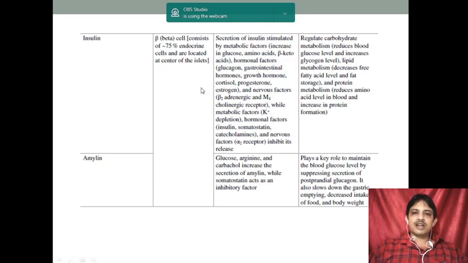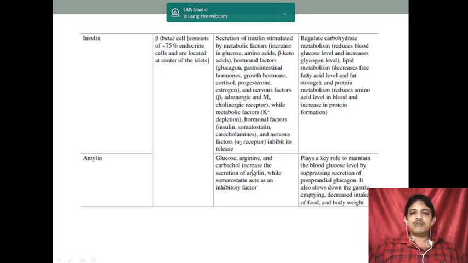What are the hormonal factors? Glucagon, gastrointestinal hormones, growth hormone, cortisol, progesterone, estrogen also increase its secretion. Nervous factors like beta adrenergic and M2 cholinergic receptor also stimulate its secretion. While metabolic factors like potassium depletion, and hormonal factors like insulin, somatostatin, catecholamines and alpha 2 receptor inhibit its release. Insulin regulates carbohydrate metabolism, lipid metabolism and protein metabolism. These are the important functions of insulin.